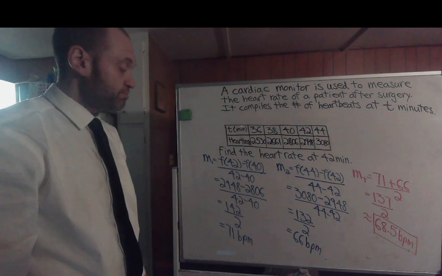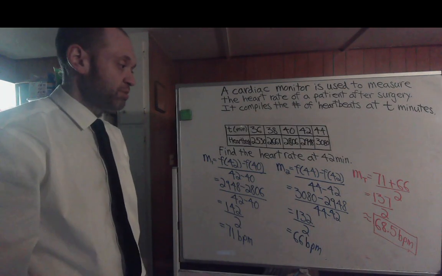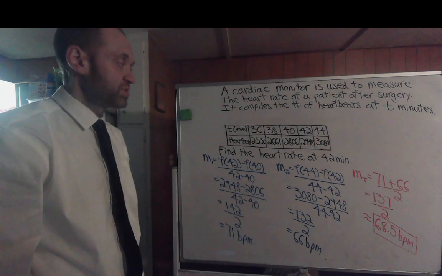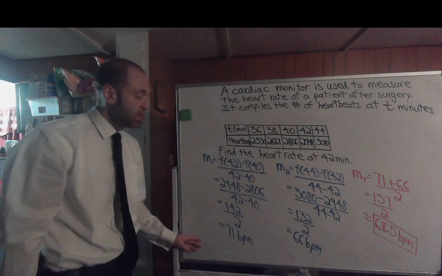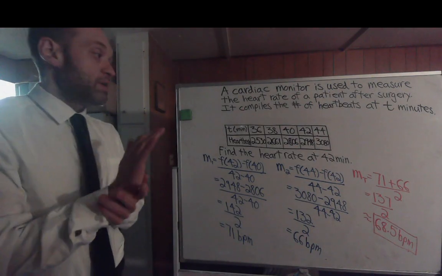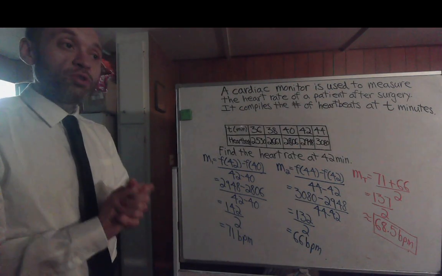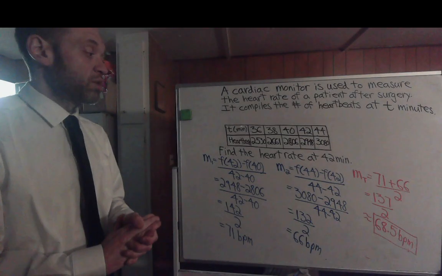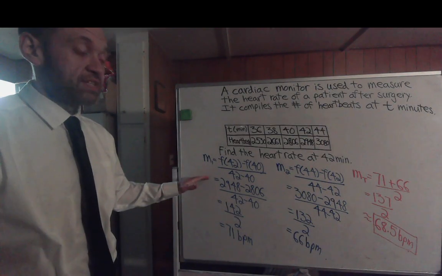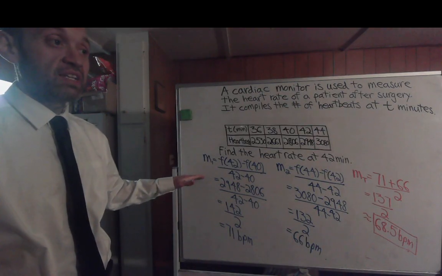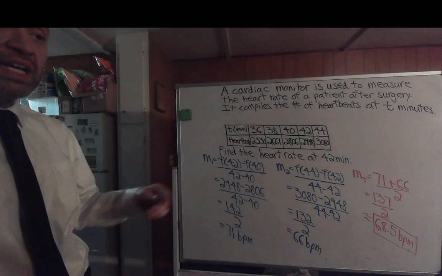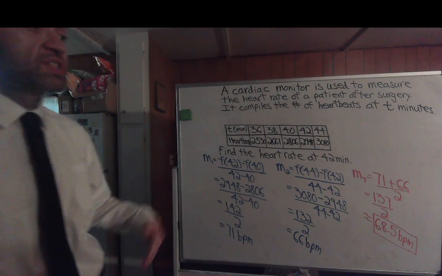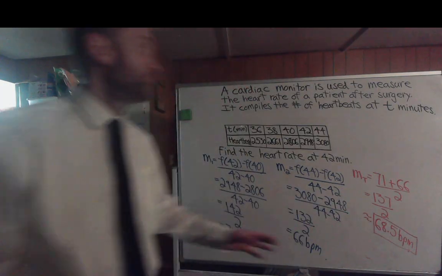That's a pretty, I mean, I'm not a medical expert, but I would say that's a pretty good pulse, especially having just come out of surgery. That's actually pretty good. But anyway, so those are a couple of real world examples where we want to find average rates of change, the slope of the secant line, and then use those to find the instantaneous rate of change, the slope of the tangent line.